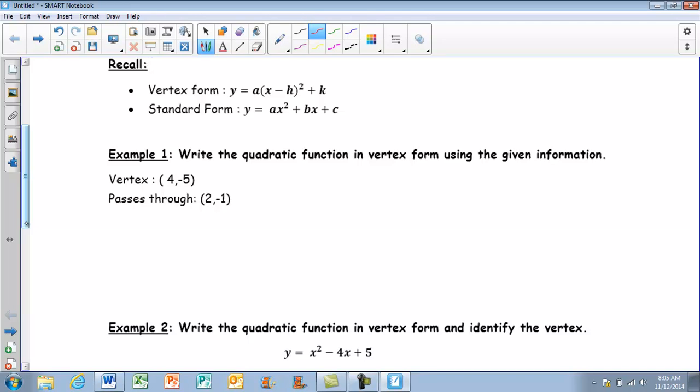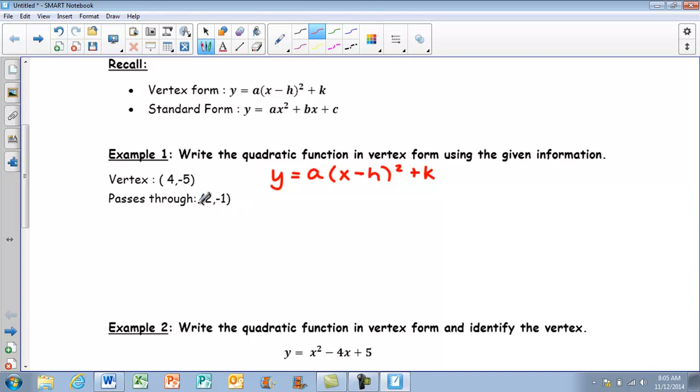The first example, we're going to write the quadratic function in vertex form with the information that they gave us. We have a vertex of (4, negative 5), and it passes through the point (2, negative 1). So if I look at my equation for vertex form, minus k, or plus k, sorry, I have values for everything to plug in except for my a value.